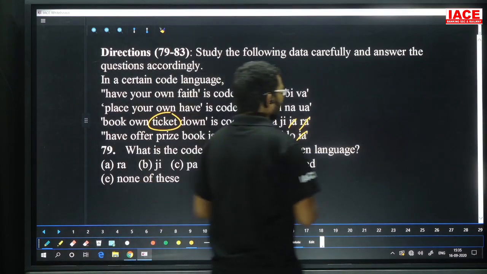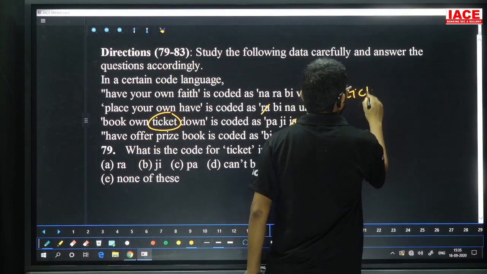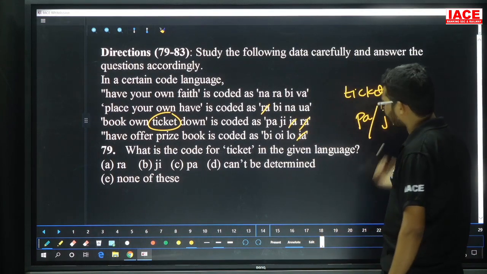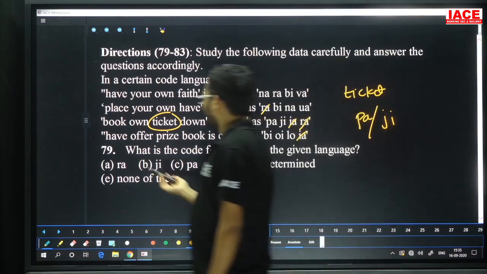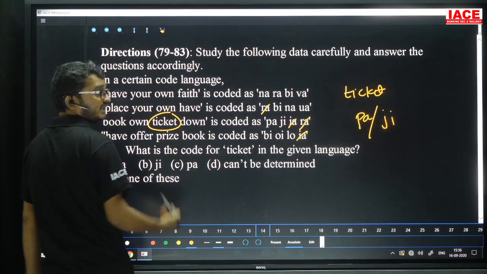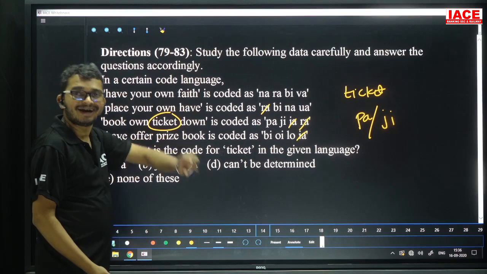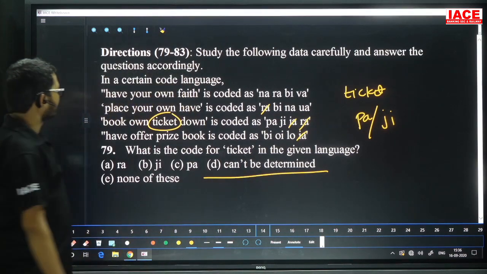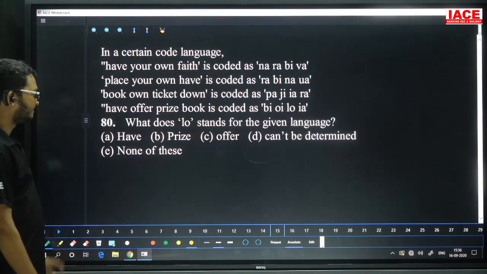That means what is the code for ticket? Friends, check here. Ticket means there is a chance to get PA or JI. PA or JI. Here they gave RA, no chance. JI is given separately, PA is given separately. We don't know whether it is PA or JI. So the answer is what? Cannot be determined. So question number 79, the answer is option D.